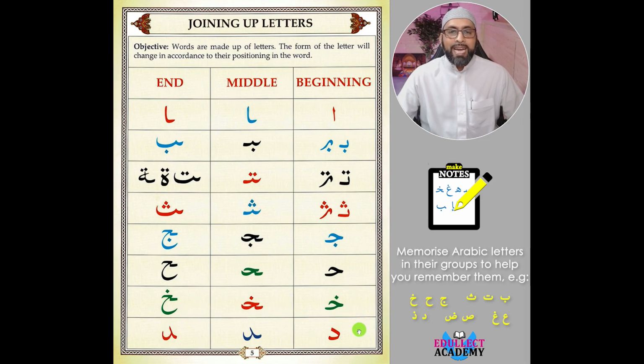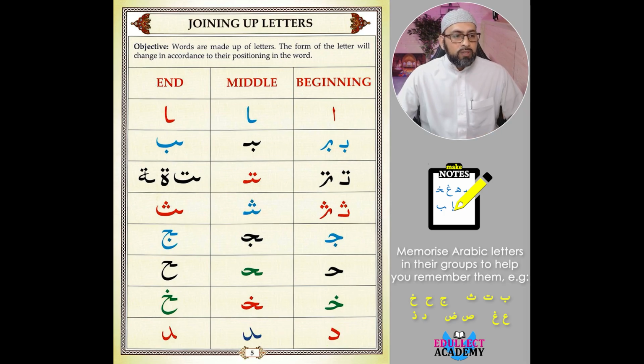Then we move to dal. Straightforward. Looks almost identical to the way that dal is written. Beginning is written in the way that you already know. In the middle, it's written with a line coming into it. The dal at the end is almost identical to the dal in the middle. So that should be relatively straightforward.